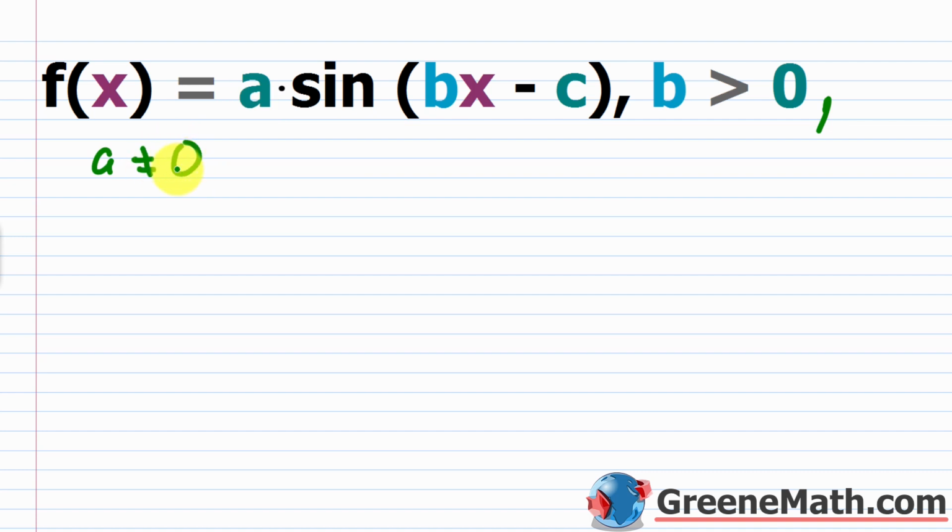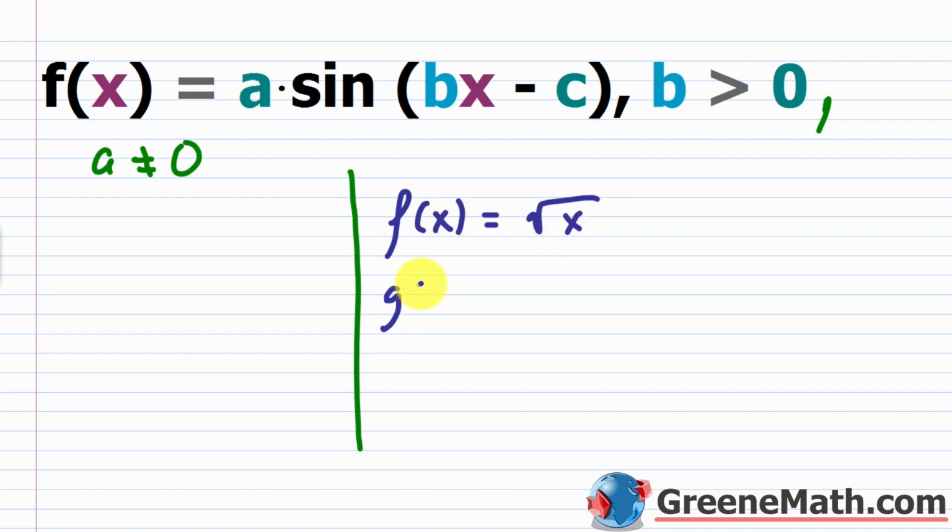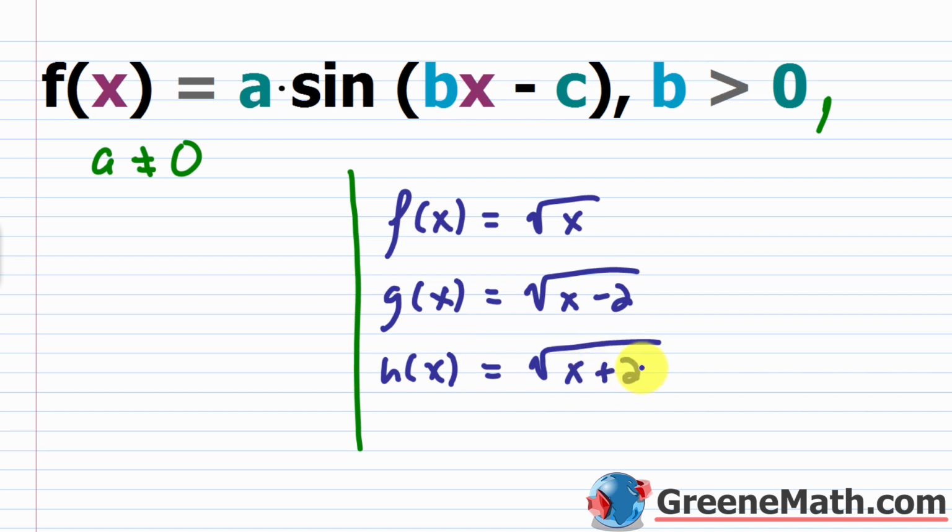Now, when we talk about the phase shift, I want to first go back to something we learned a long time ago, just to jog your memory. So if you have something like f of x is equal to, let's say, the square root of x, and you compare that to g of x, which is equal to the square root of x minus 2, and h of x, let's say this is the square root of x plus 2, okay?